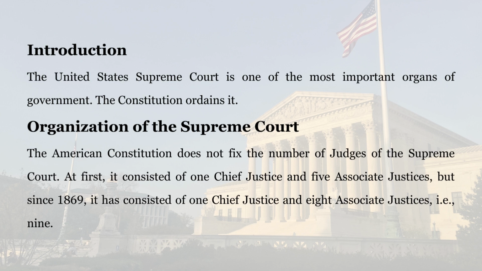The American Constitution does not fix the number of judges of the Supreme Court. At first, it consisted of 1 Chief Justice and 5 Associate Justices, but since 1869, it has consisted of 1 Chief Justice and 8 Associate Justices, that is, 9.